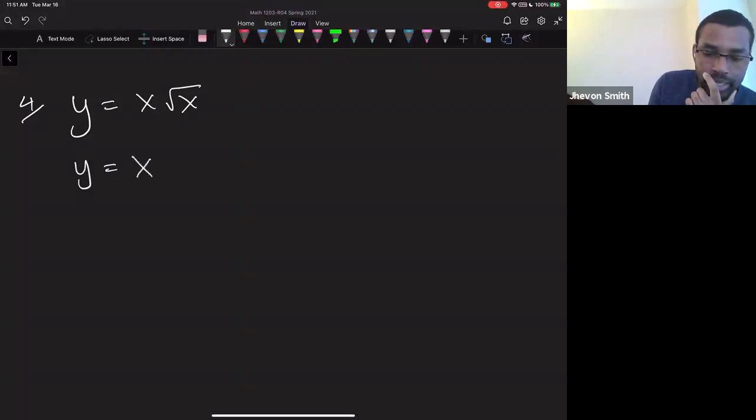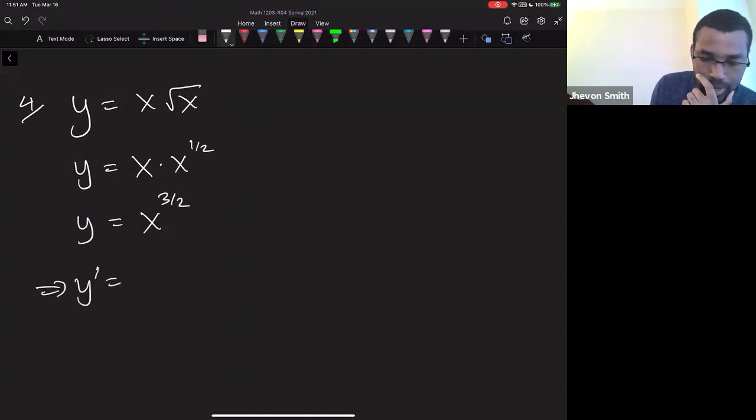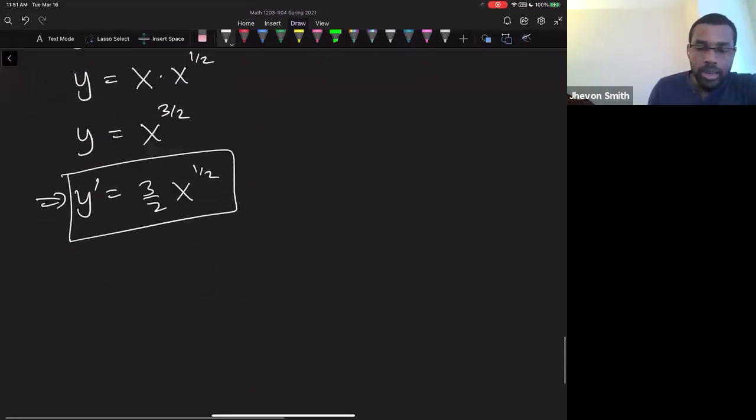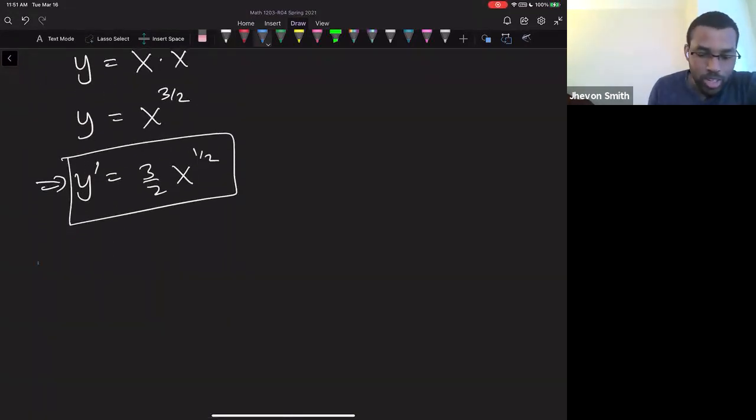Because I mean, this is x times x to the 1/2, right? You would add the exponents, and you would get 3/2. Yeah, and now your y prime is 3 over 2 x to the 1/2, right? Now, I want to mention here, versus, you may have been tempted to use the product rule right away.